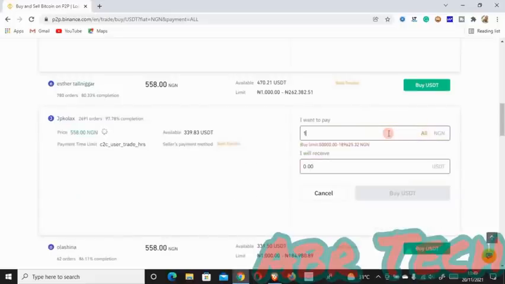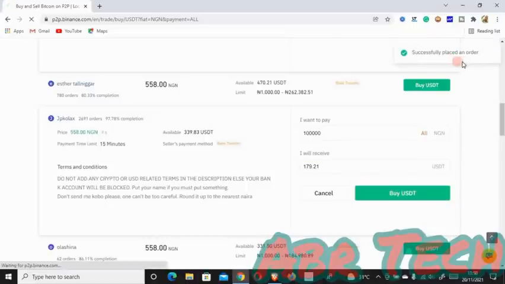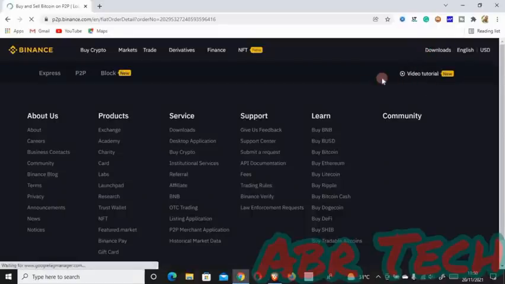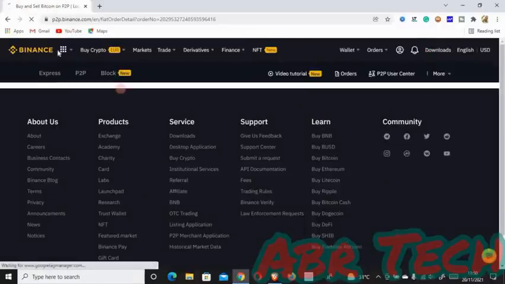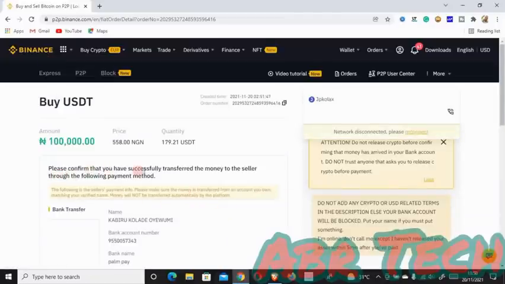This seller is selling for 558, and he has 339. Now let's look at his terms and conditions. You are seeing the terms and conditions. Click on buy USDT. Now this one is successful because no one is in competition with you, and they have enough. Successful, but that seller has been notified already that someone wants to buy.